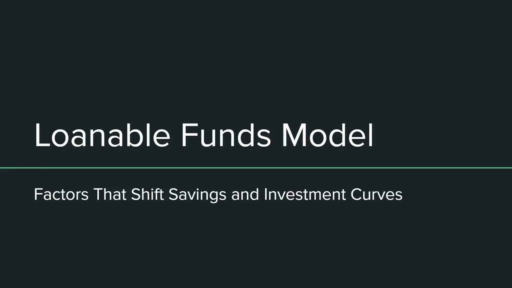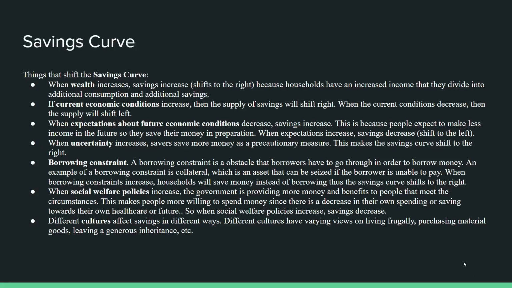Loanable funds model for a closed economy. Factors that shift savings and investment curves. First, we'll start with the savings curve. Things that shift the savings curve. Wealth. When wealth increases, savings increase, meaning that the line shifts to the right.